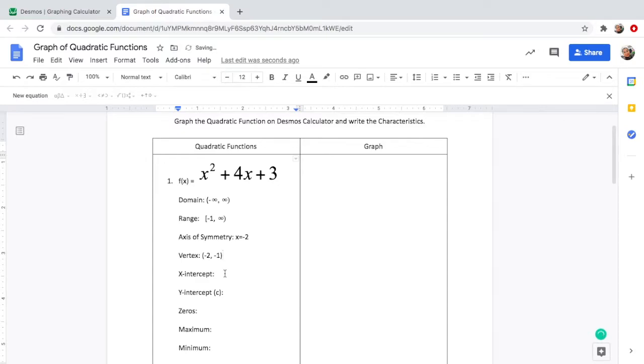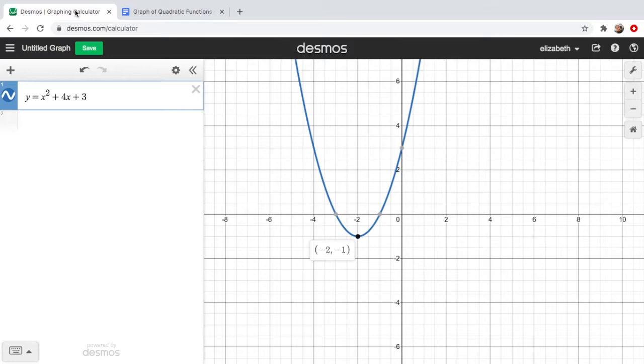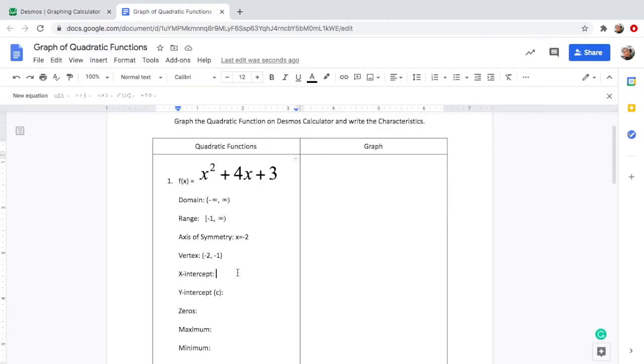How about the x-intercept? The x-intercept is where the graph crosses or intersects the x-axis. Just click, and your x-intercept is there. So the first x-intercept is at -3 and 0, and the other one is -1 and 0. So let's put the x-intercept here, -3 and 0, and the other one is -1 and 0.